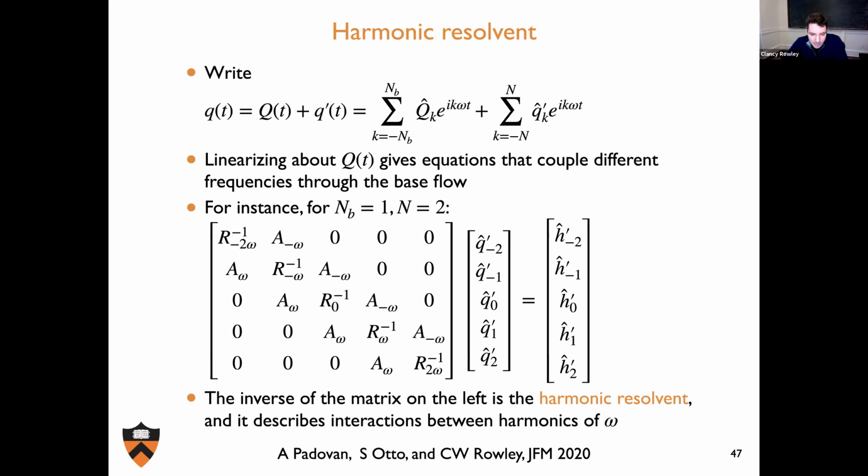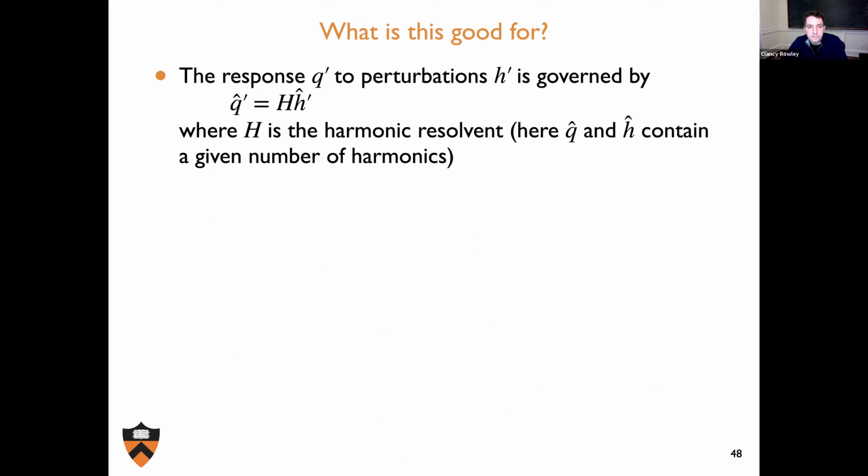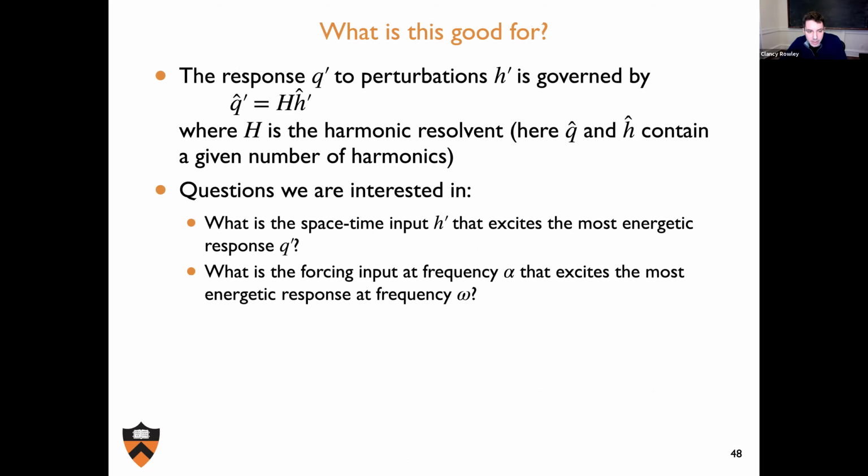Okay, so the inverse of that matrix on the left is the harmonic resolvent, and that'll describe interactions between frequency omega and its harmonics. So H denotes that harmonic resolvent, and it tells us the response to perturbations at the different harmonics of the frequency of the base flow.